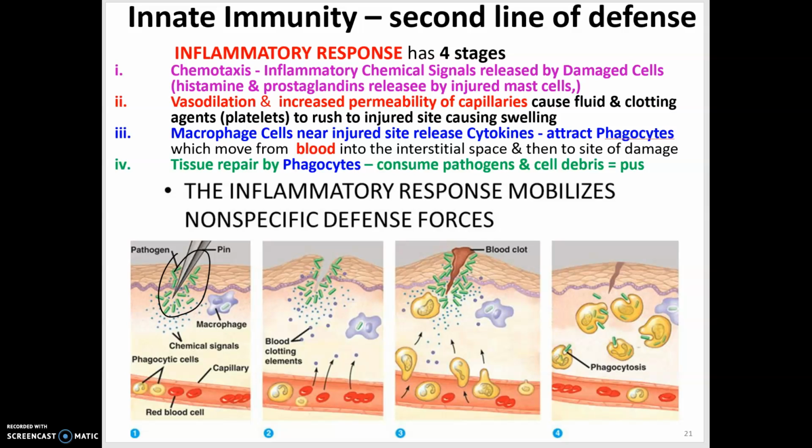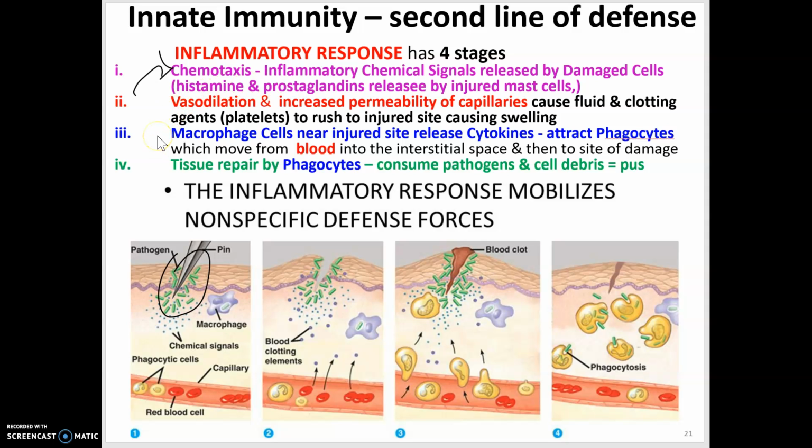This is going to result in a step called chemotaxis. Now, chemotaxis is when the cells here that are damaged are going to release all kinds of chemical signals. Some of those signals are going to be histamines or prostaglandins, and that's going to signal for a whole bunch of other things to happen.